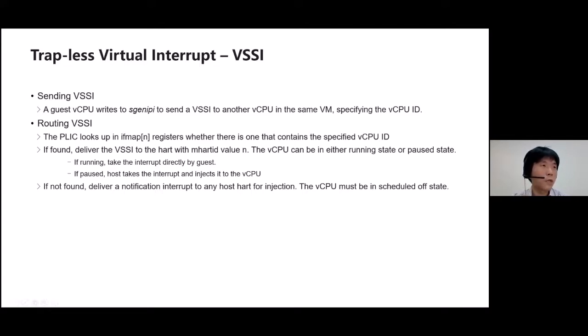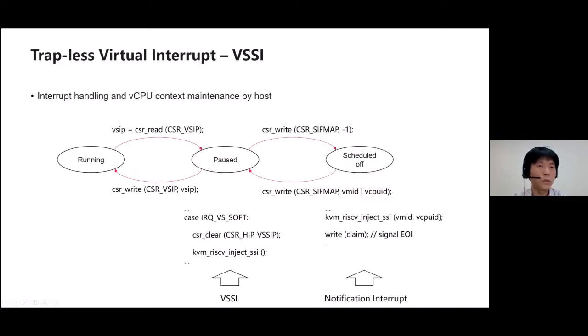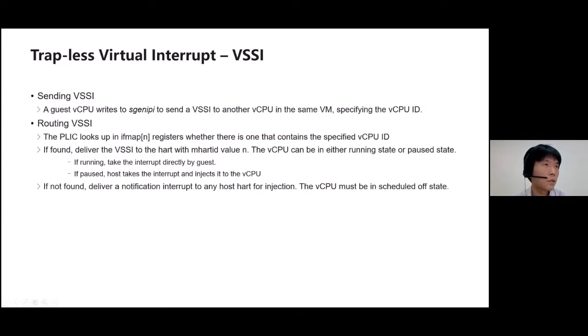VSSI to the hart with the mhart value n, which is the n-th slot that contains the matching vCPU ID. The vCPU can be either in running state or in pause state. If it's running, the guest takes the interrupt directly and handles it. If the vCPU is paused, the host takes the interrupt and injects it to the vCPU.